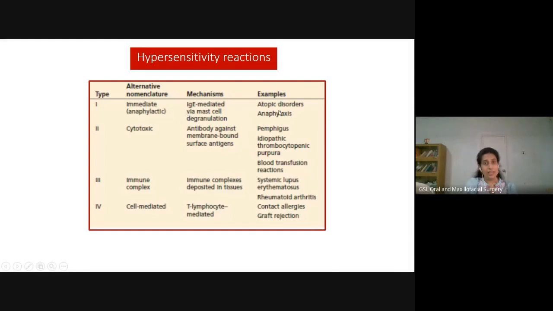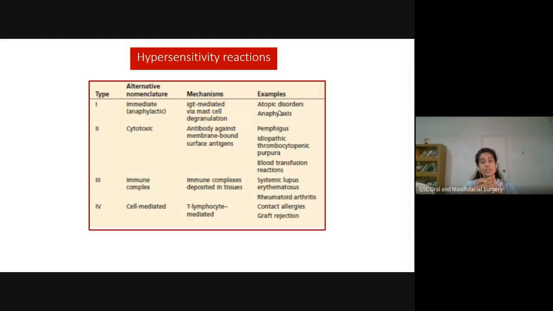Now, the first type, look here, the first type is an immediate or an anaphylactic reaction. It is mediated by the IgE cell. Okay, so mast cells are important cells for anaphylaxis, and when they all degranulate completely, that is what causes the anaphylaxis reactions. Now, example is anaphylaxis. Now, the second type is the cytotoxic type, where you have an antibody against a membrane-bound surface antigen. Now, this, like I said, autoimmune diseases, for example, pemphigus, or if you're going to have blood transfusion reactions because the person who's transfusing the blood hasn't checked whether you're positive or negative.